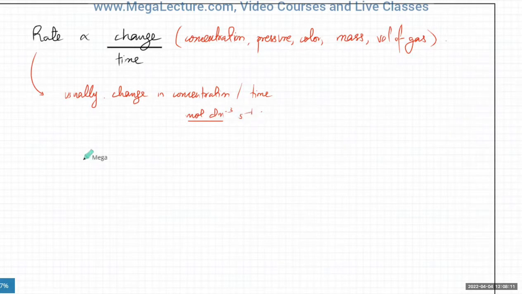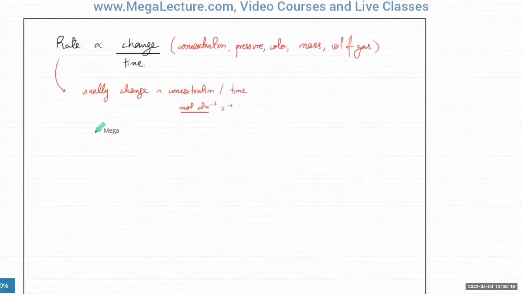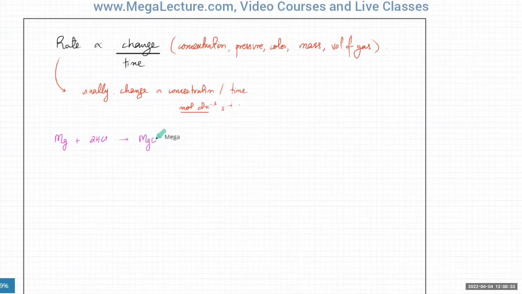First thing, how do you measure the rate of the reaction? There are several ways of measuring the rate of the reaction. Let's say I have an experiment in which I've got magnesium reacting with HCl, producing MgCl2 plus H2 gas. So the volume of gas would be increasing, because a gas is being produced.